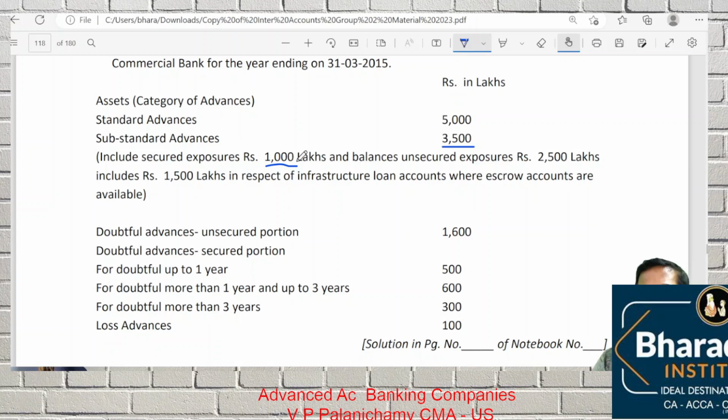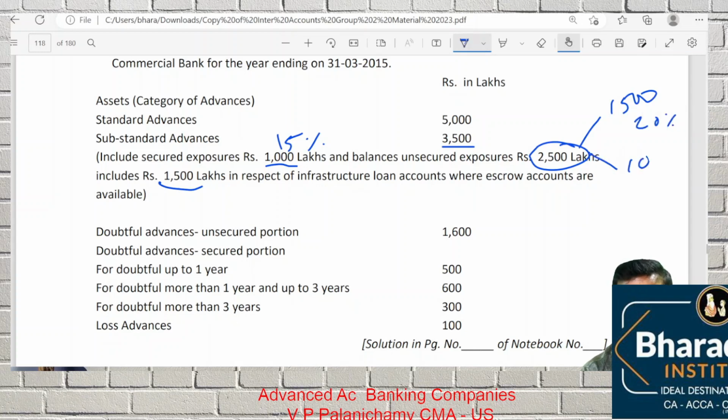Go to the next one. Standard advances are given, substandard advances are given. Unsecured exposures are given. Some escrow account details are given to us. Read it. Substandard assets 1,000, that is 15% provision will be required, secured portion. Unsecured is 2,500 lakhs. In the 2,500 lakhs, 1,500 lakhs is escrow account for which 20% provision will be required.